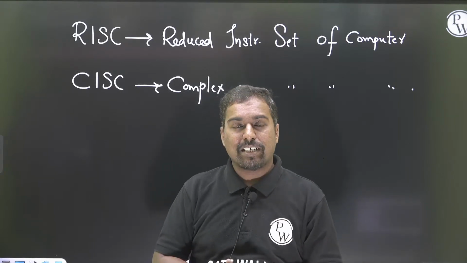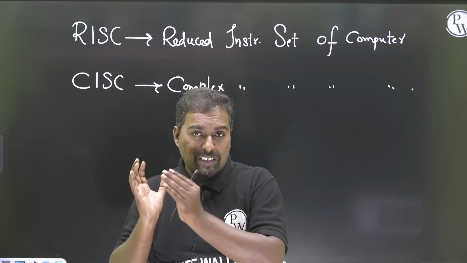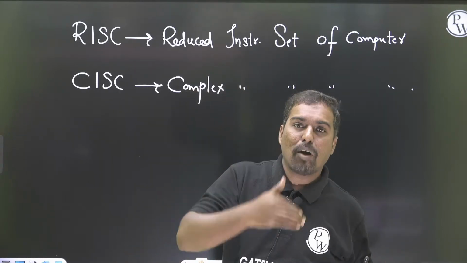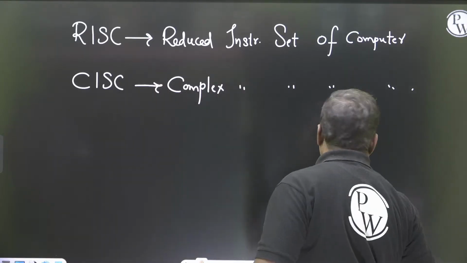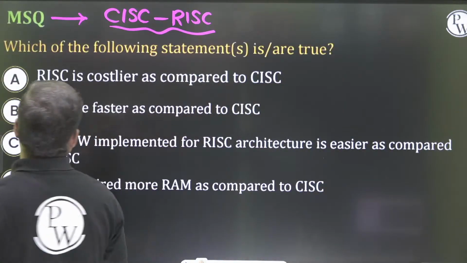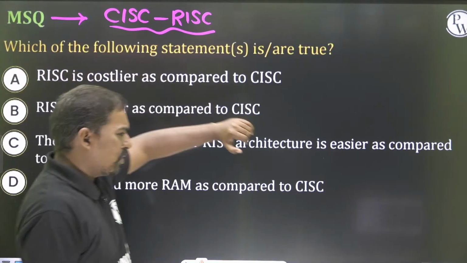RISC is not like that. RISC is fragmented. In CISC, one instruction does the work, and the same thing in RISC, with reduced complexity, is divided into a group of instructions. Now, what is the answer for this question? Which of the following statements is or are true? RISC is costlier as compared to CISC.